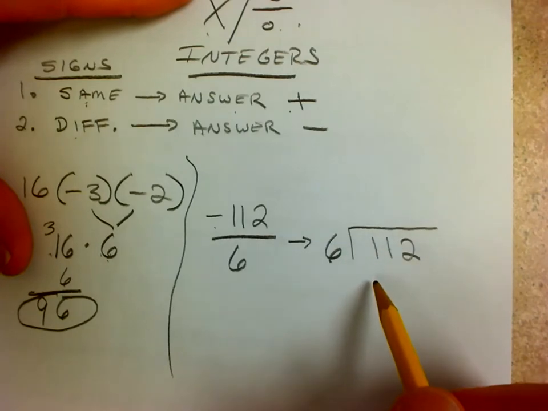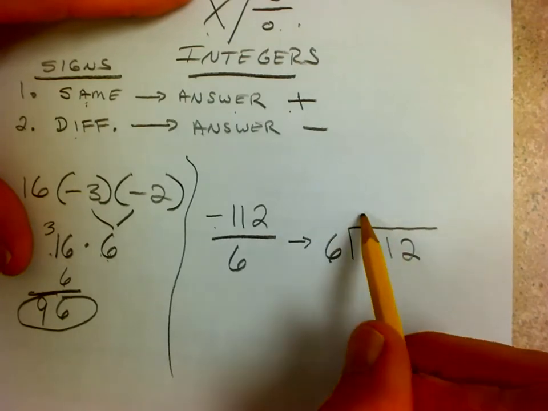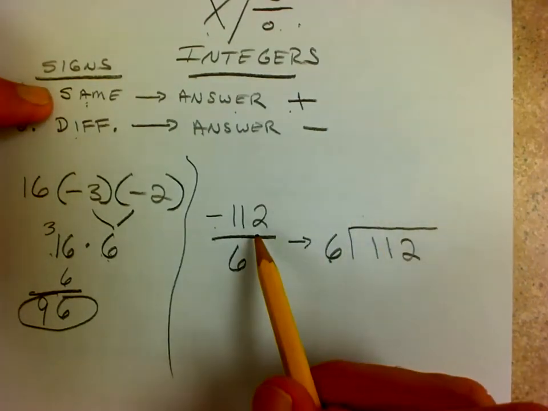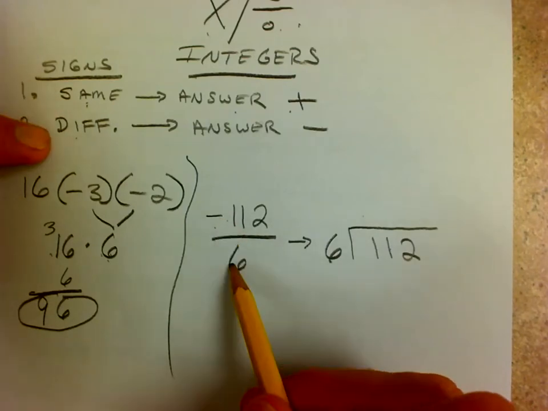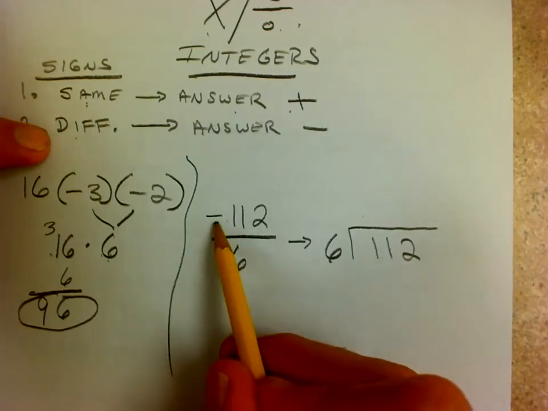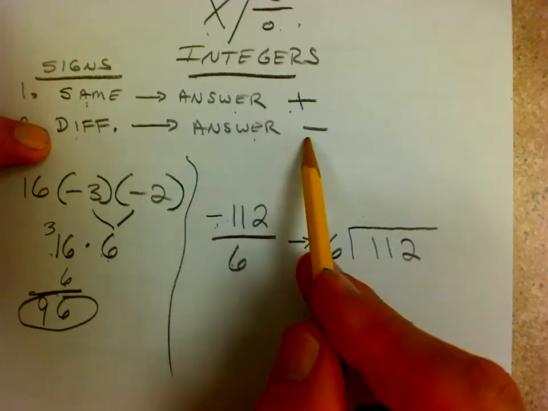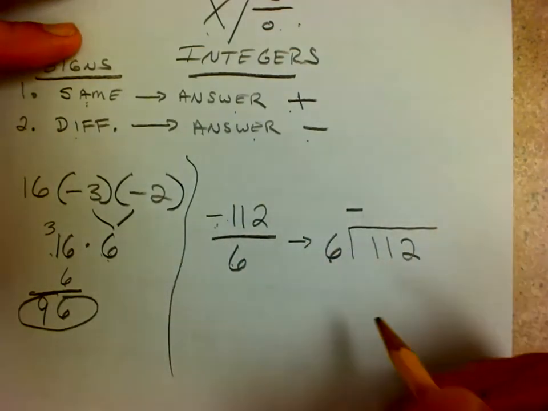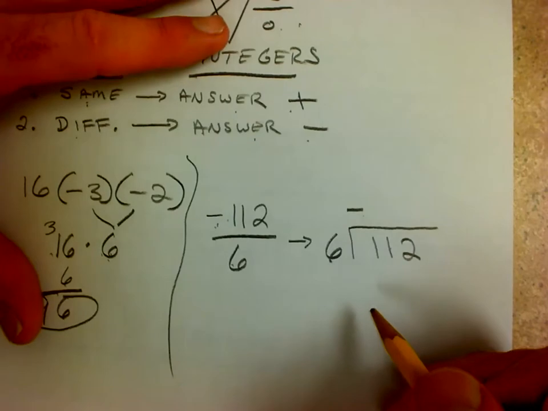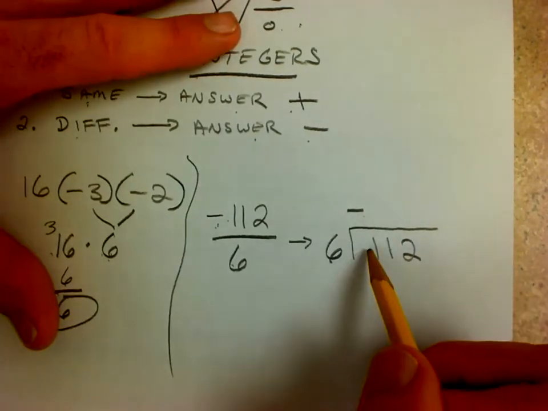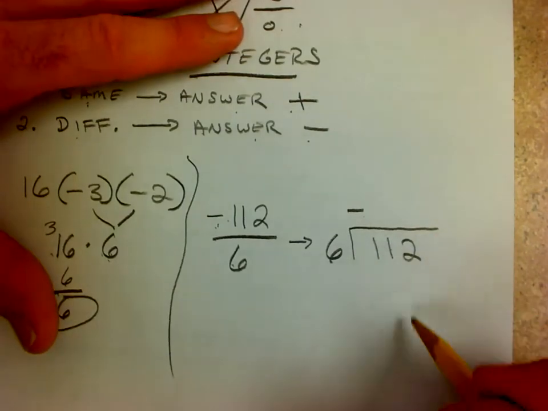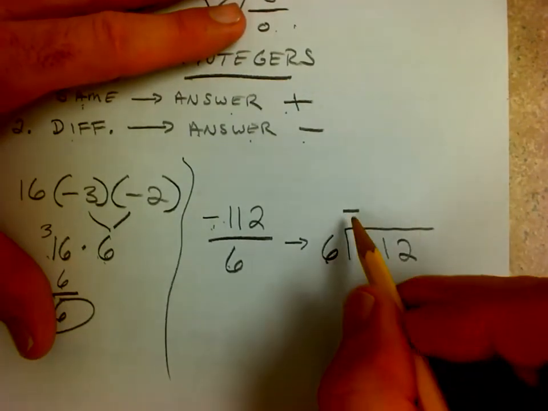The only thing we need to account for is, are we going to have a negative sign up here in our answer? So we need to come up here: are our signs the same or different? We have different signs, a positive 6 and a negative 112. That tells me that my answer is going to be negative. So I'm just going to put my negative sign there right now so I don't forget about it. We don't have to worry about a negative sign in here. We've got enough stuff going on, so we'll just move it up there.